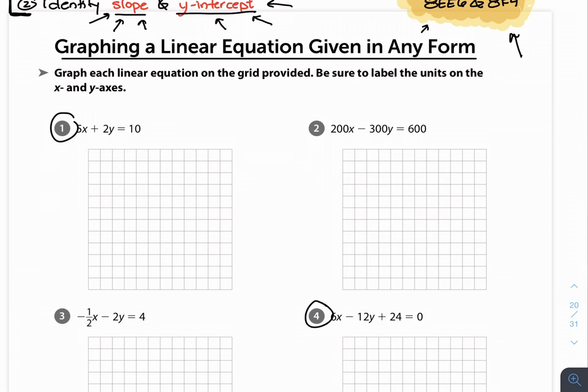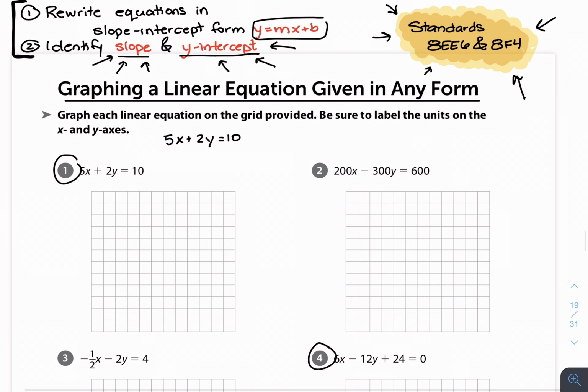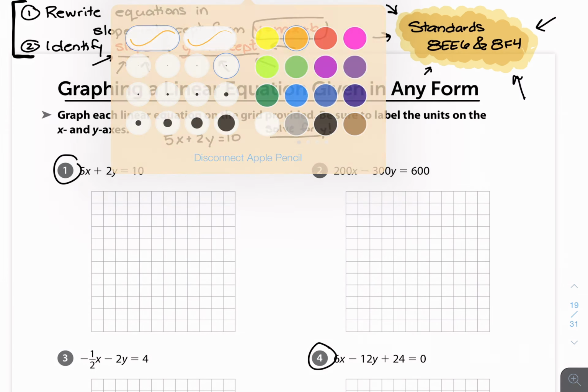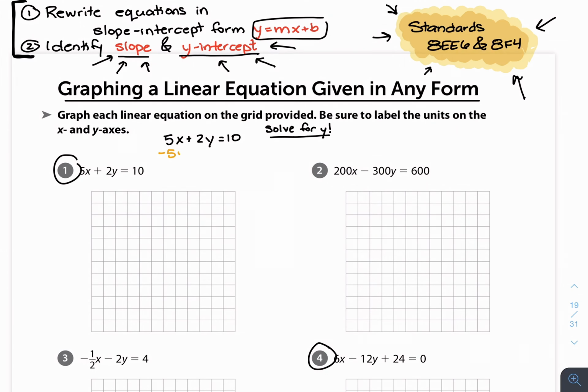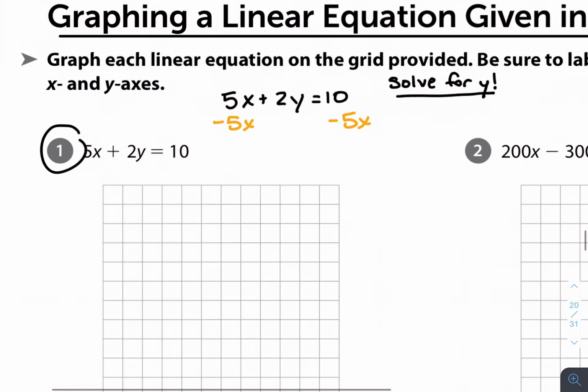So the first one, 5x plus 2y equals 10. I want to put this in slope-intercept form, so that means I have to solve for y. I want to get y by itself, so I'm going to do inverse operations on the x variable. This is a positive 5x. In order to isolate y, I'm going to subtract it from both sides.